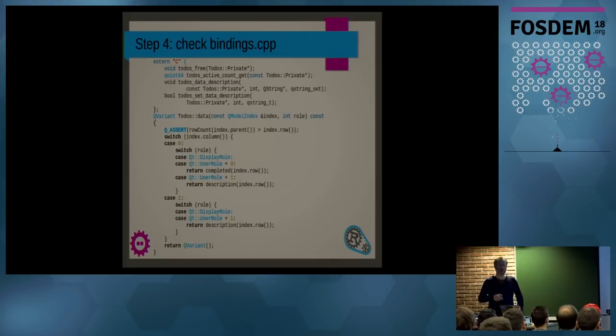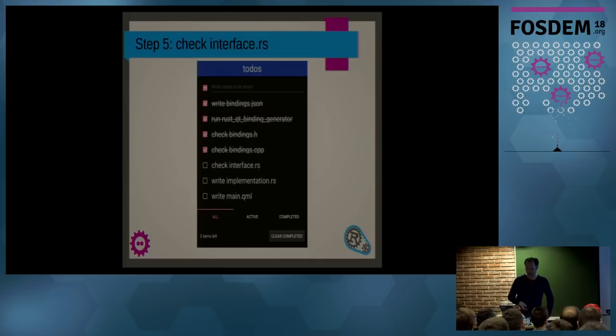And the role can be, I would like to have a display, or a color, or in our case, the description or if it's completed or not. That can also be a role. And then here's this big switch statement, which calls into the Rust code. So it calls to Rust and asks, get me the completed version for this index or the description for this index. And again, all of this is generated, so you don't have to worry about it.